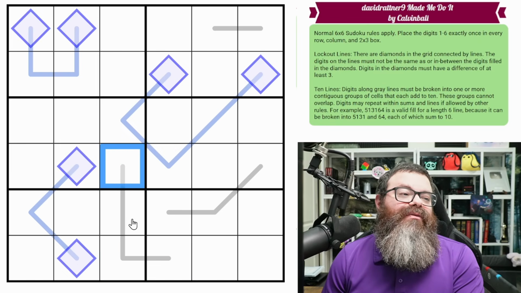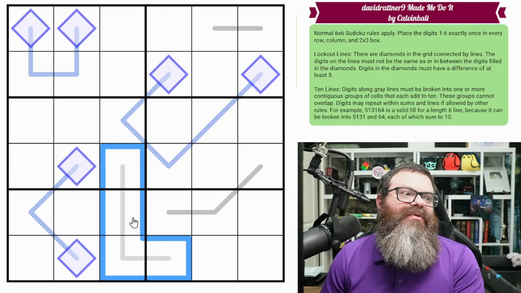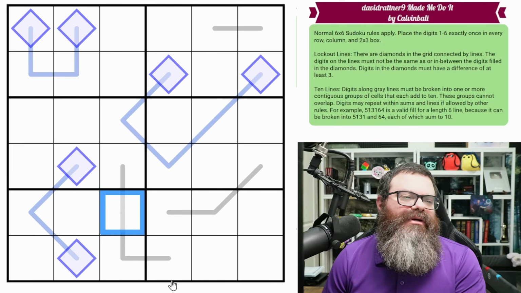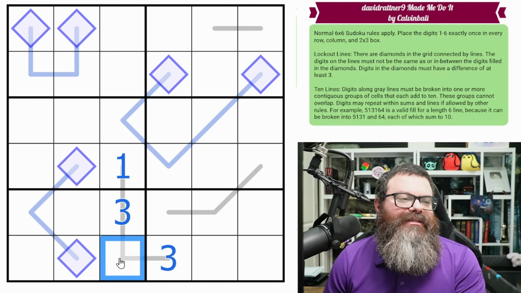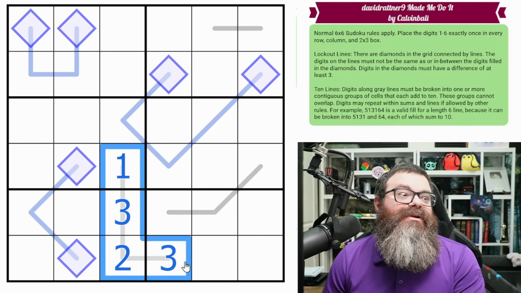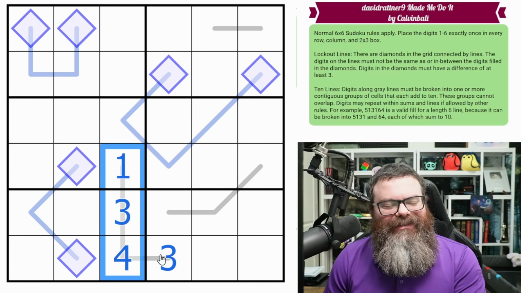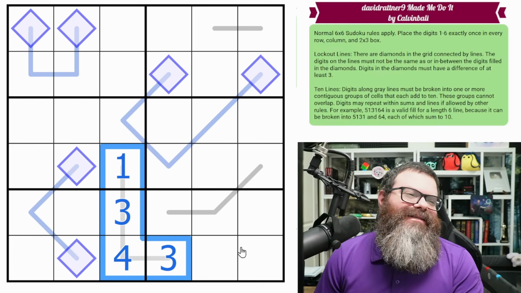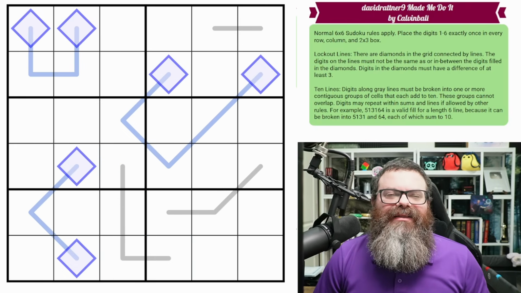Or we could do like 1, 2, 3, 4 on here. That's a single segment that adds to 10. And there's no non-repeat rule, so we could do, I don't know, like a 3 here and a 3 here, and then somehow make that add to 10. A 1, 2 pair, I guess. So this would also add to, no, that doesn't work, sorry. 1, 4. This would add to 10. So, yeah, that's these lines, the 10 lines.